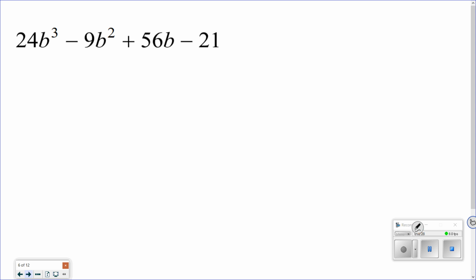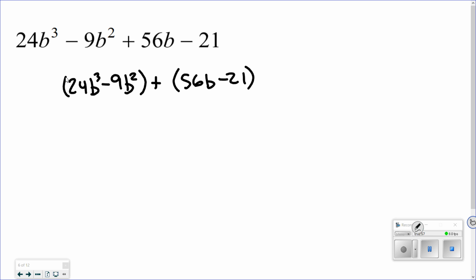Let's try another one with a plus, and then we'll do one with a minus. When you do a minus, there's a little trick to it, so we'll go through that and I'll show you how. Again, look for a common factor between all 4, and there is not one. So I'm going to group these. I'm going to put the first two together: 24b cubed minus 9b squared, plus 56b minus 21. So look at the first two, take out your common factor.